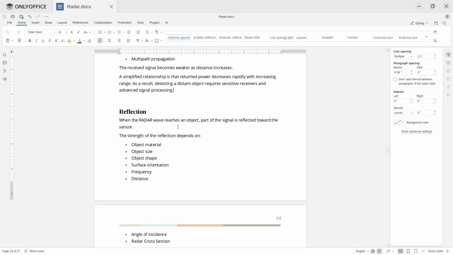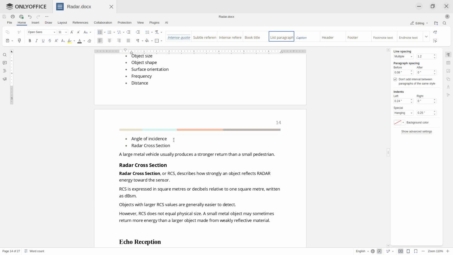Reflection. When a radar wave reaches an object, part of the signal is reflected towards the sensor. The strength of the reflection depends on object material, object type, object shape, surface orientation, frequency, distance, angle of incidence, and radar cross section. This is very important, and we will discuss it in the next section. Large metal usually produces a stronger return than a small pedestrian.